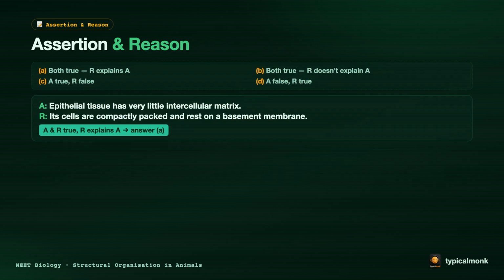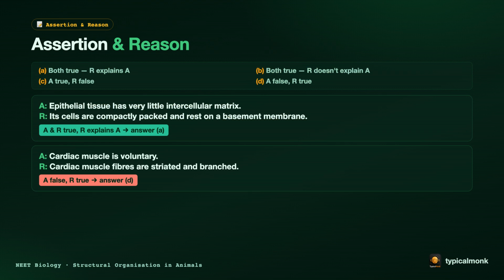Now the first drill, assertion and reason. Each time ask, is A true? Is R true? And does R explain A? First, A: epithelial tissue has very little intercellular matrix. R: its cells are compactly packed and rest on a basement membrane. Both are true, and R correctly explains A, so the answer is A.